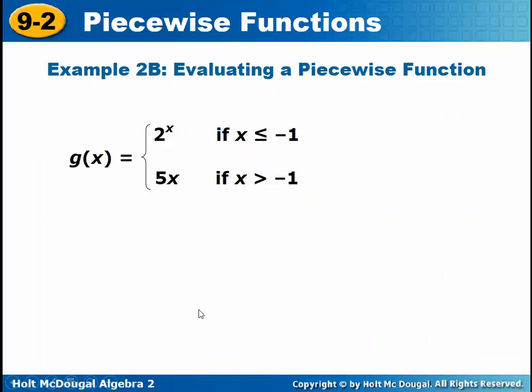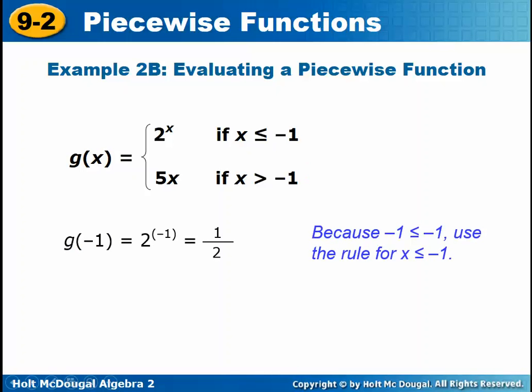All right, so in this example, we have g of x equals either 2 to the x if x is less than or equal to -1, or g of x equals 5x if x is greater than -1. So if we want to evaluate, this is at the same x values, x equals -1, and x equals 4. So we're using the same values for x.